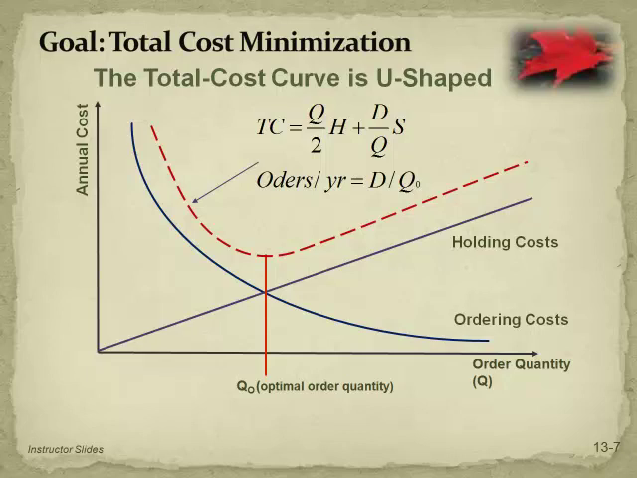Now I call your attention, and this is important, to the fact that the minimum total cost occurs at the intersection point of the holding cost and the ordering cost. So what that means is at the true economic order quantity, these two cost parameters are equal to each other, or should be very close, within pennies of being equal to each other.